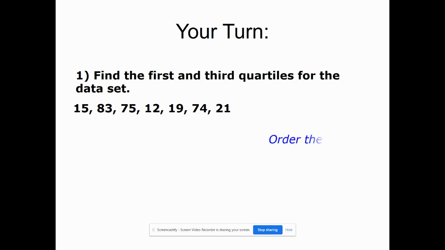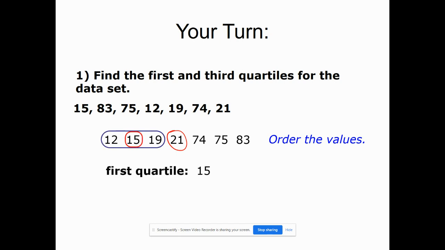For number 1, I ordered my data. Notice there is a median. So I'm going to look at just these 3 numbers to the left to find my first quartile, which is 15. And then the numbers to my right to find my third quartile, which is 75. So here we go. First quartile, second quartile, third quartile.